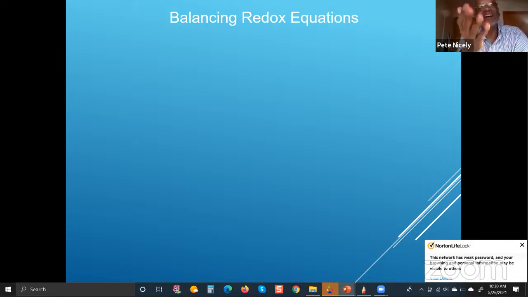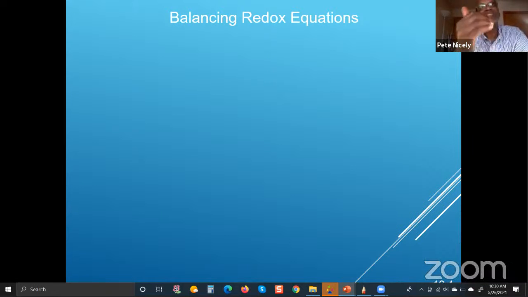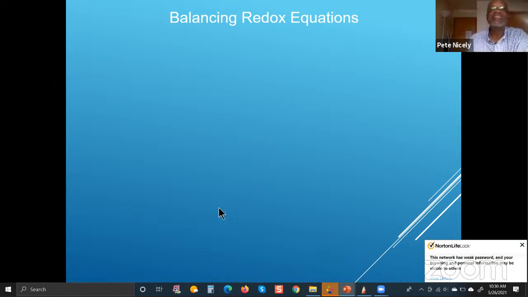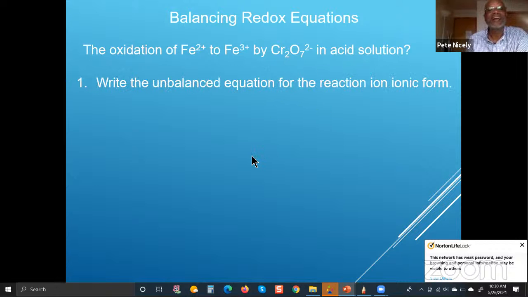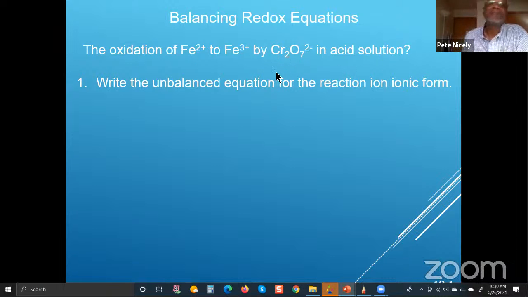It's a bit long, but if you follow the steps as outlined here, then you should be able to balance any redox reaction without any hiccups whatsoever. So basically, the best way to show you how to do this is to go directly into an example. So here's a reaction between Fe2 plus and dichromate ion to form Fe3 plus and another product. So this is the unbalanced equation here, all right?